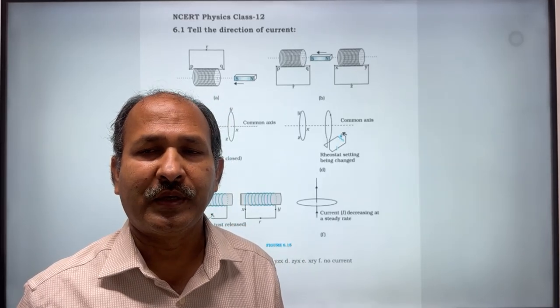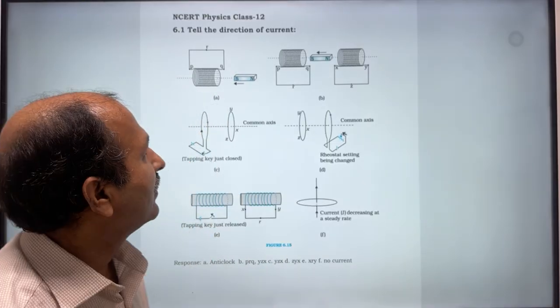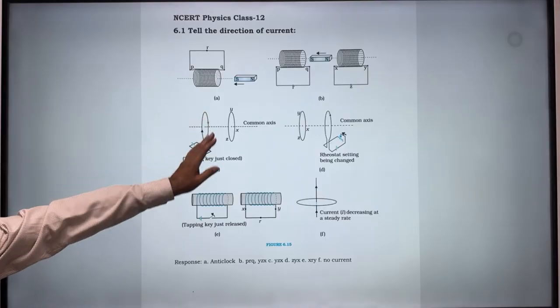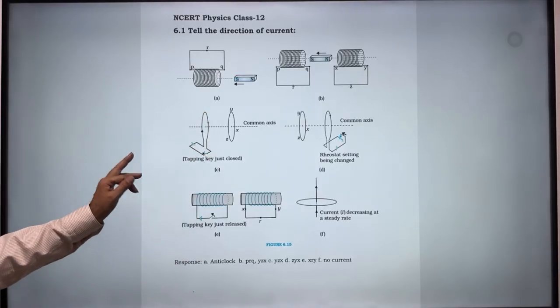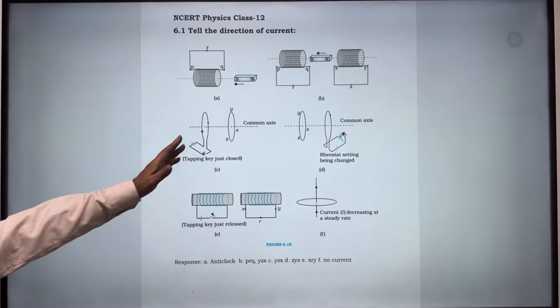Today we are going to do numericals of chapter 6 of class 12 physics. So let's start. The first question says that we have to find out the direction of current using Lenz's law. Lenz's law, you know that whenever there is change in magnetic flux, then current will flow in such a way that it opposes the cause.